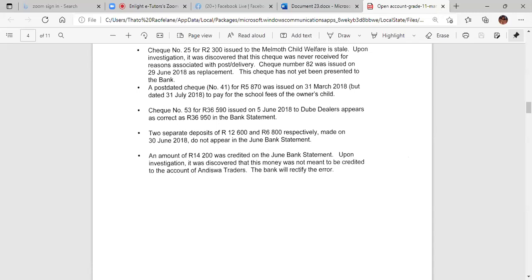Two separate deposits of 12,200 and 6,800 respectively made on 30 June do not appear in the June bank statement. So obviously this is going to be a bank reconciliation statement. And then an amount of 14,200 was credited on the June bank statement. Upon investigation, it was discovered that this money was not meant to be credited to the account of Undisputed Traders. The bank will rectify this error.